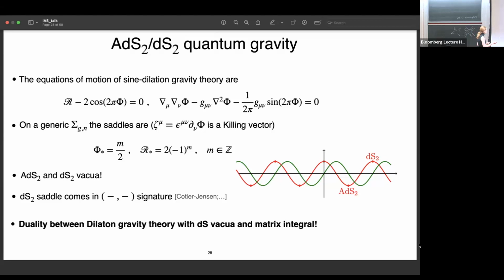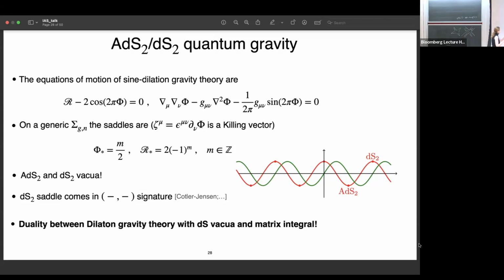And it doesn't need to be an arbitrary constant, because it still needs to solve these equations. So it needs to kill the sine, and for phi to kill the sine, phi needs to be a constant integer. And this is again the m. This is the m that we saw from a bootstrap approach, that we saw in the matrix integral as the branch points of the spectral curve. And now it's the m of the dilaton. It's the saddle of the dilaton.